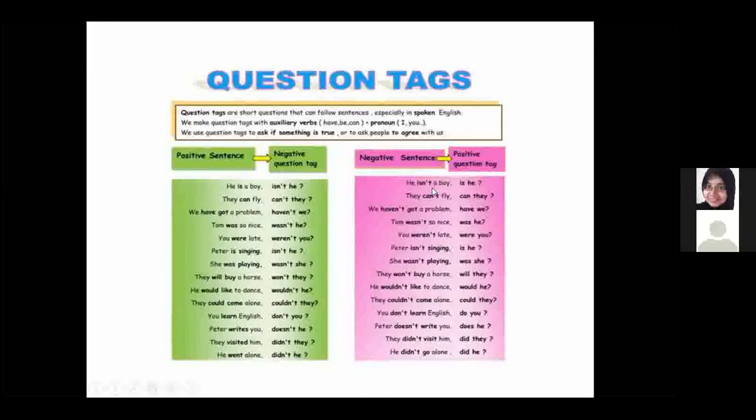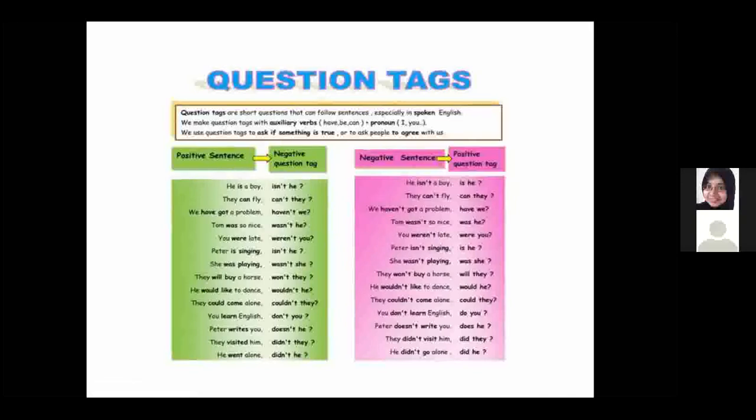Now look at the next one. He isn't a boy. So this one is a negative sentence, right? If it is a negative sentence, the question tag should be positive, right? So you have to go with the opposite. They can fly, can't they? We have got a problem, haven't we? So if you read all these sentences, you can get a clear idea about these question tags.